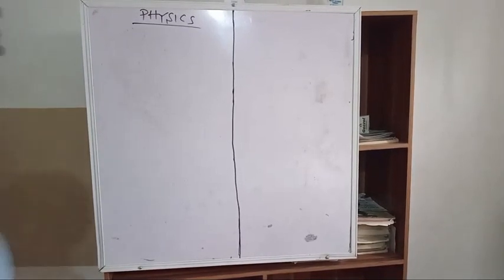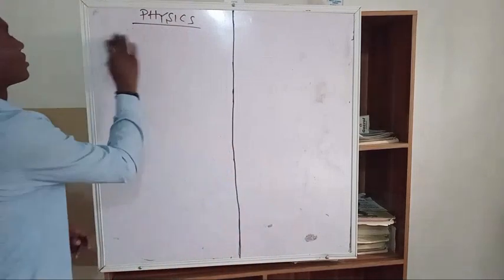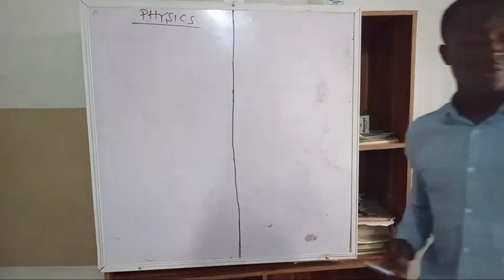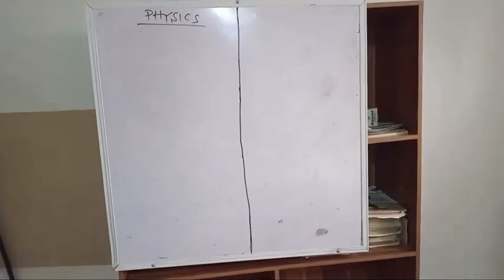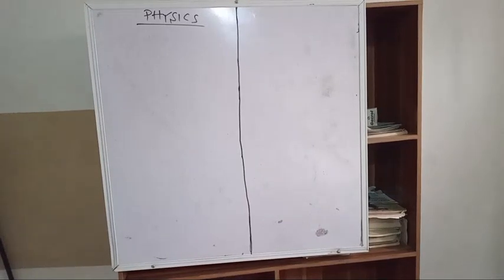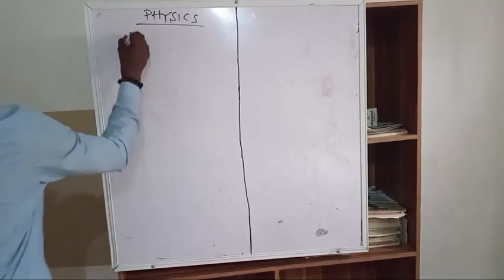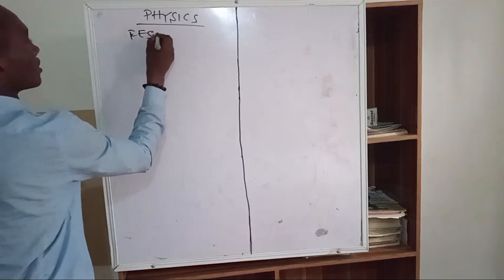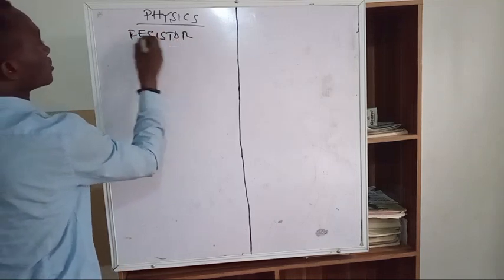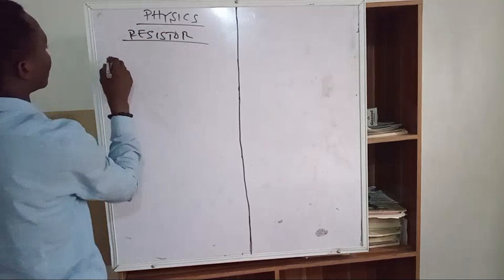Okay, so we will continue with resistors. We have done a part of a video on resistors before, and we want to continue from where we stopped. So today we want to look at the factors affecting resistance. There are three factors that affect resistance.